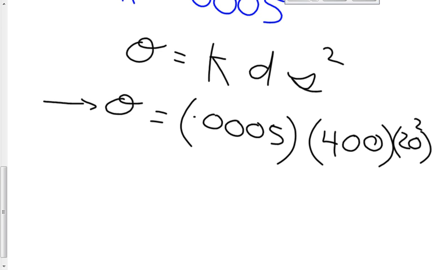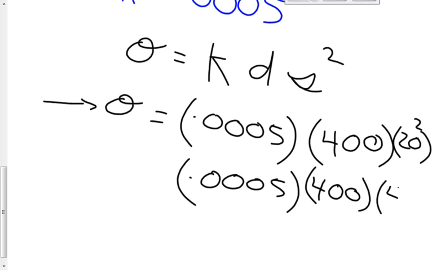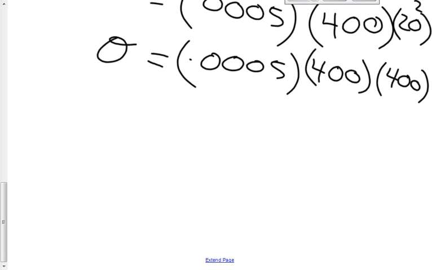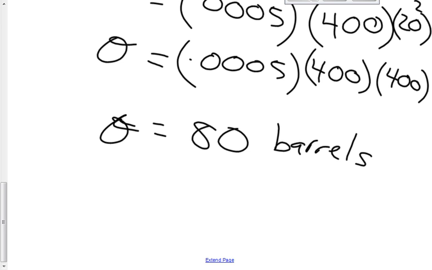You get 400. 0.0005 times 400 times 20 squared, which is 400. Multiplying these three numbers by each other. How many barrels of oil are used? When I did this in my calculator, I got 80 barrels of oil. And that is how you do problem number 3. Let me know if you have any questions when you see me again tomorrow.